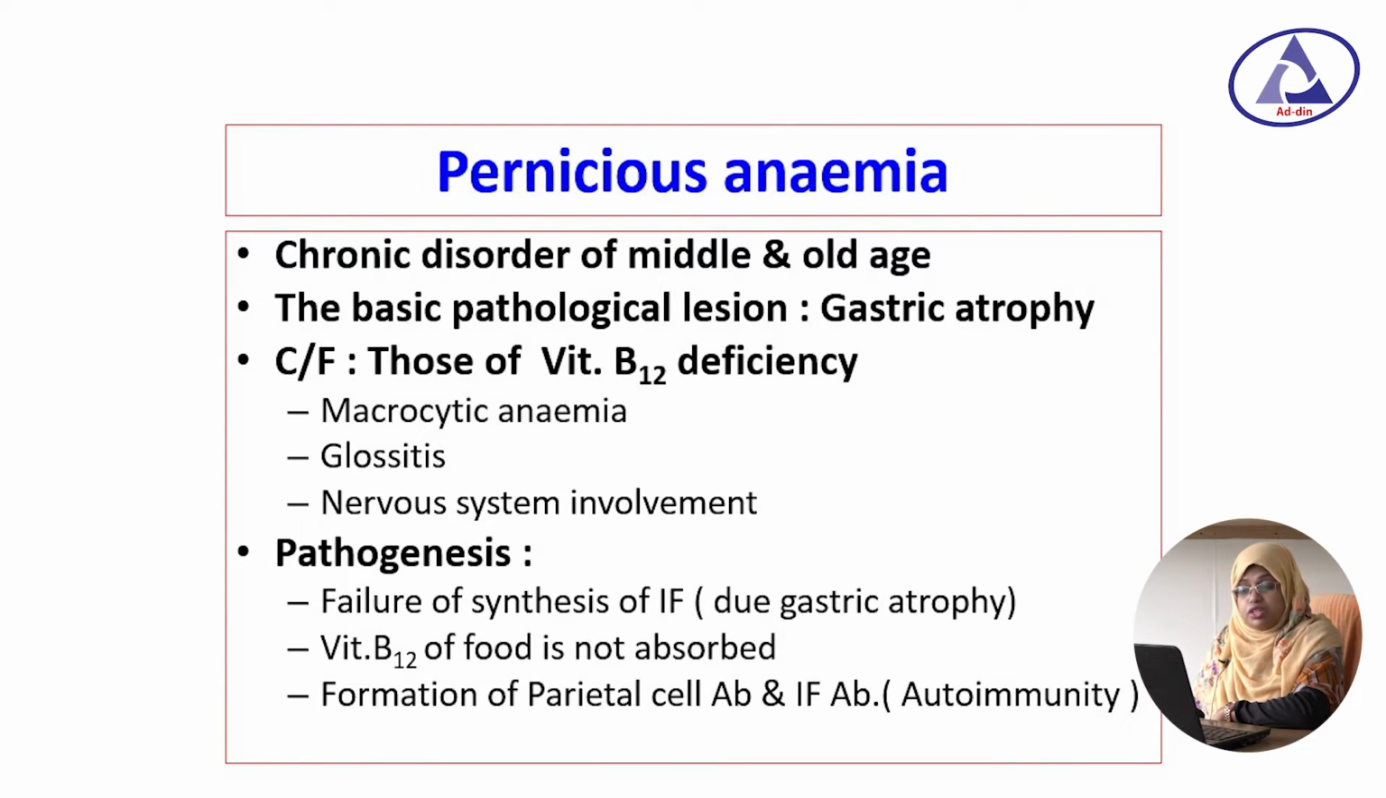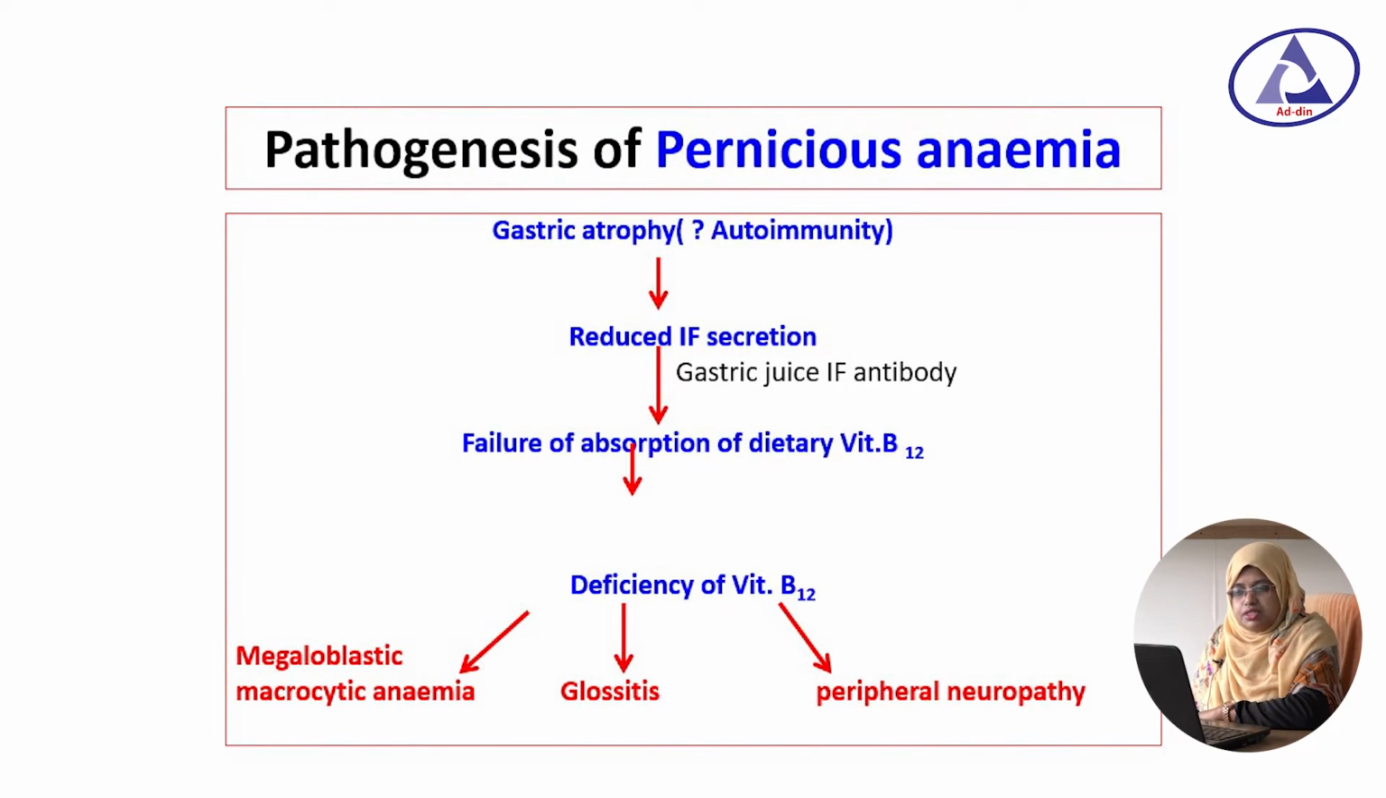The intrinsic factor is a major factor which is needed for the absorption, and due to gastric atrophy there is a deficiency of intrinsic factor, and so vitamin B12 of food is not absorbed. Also there is formation of parietal cell antibody and intrinsic factor antibody in our body, that is called autoimmunity. These are the pathogenesis of pernicious anemia.